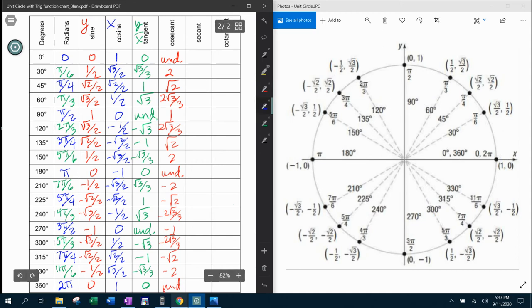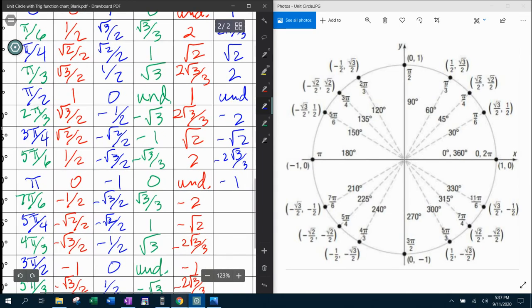Next, let's do cosine gives me secant. Flipping over cosine. Flipping over 1 gives me 1. Square root of 3 over 2 flipped over. That is 2 square root of 3 over 3. That is square root of 2. And if I flip over 1/2, I get 2. If I flip over 0, I get undefined. Negative 2, negative square root of 2, negative 2 square root of 3 over 3, and negative 1. So far, so good?